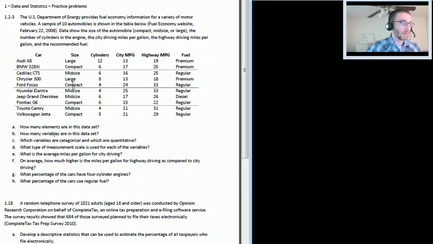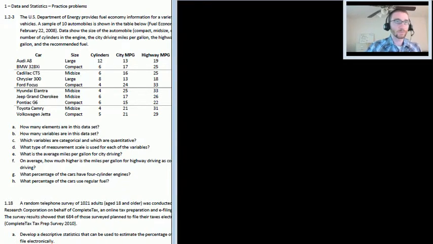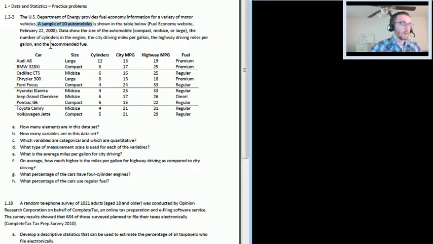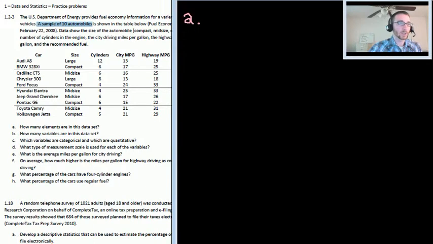The first question, part A, is how many elements are in this data set? So come on over here. If you remember, an element is one thing that we observe, right? When we collect data, we take observations, and an observation is a measurement of a bunch of variables for a given element. And so here we have a bunch of cars, right? And it tells us in the question that we have a sample of 10. But we also can count 1, 2, 3, 4, 5, 6, 7, 8, 9, 10. So there are 10 elements in this data set.